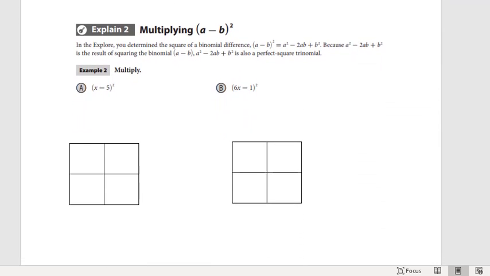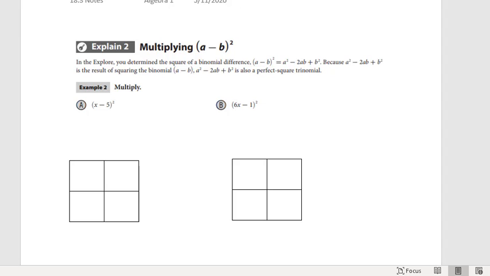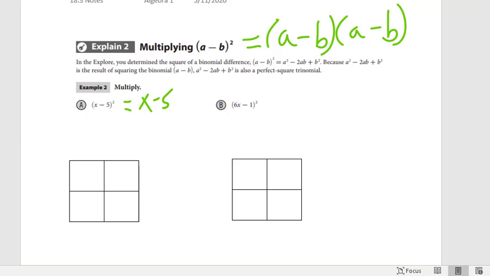All right, our second type of special square, and it looks slightly different, is (a minus b) squared. We are going to do the same thing. It's going to be a minus b times a minus b. That squared just expands it out. Then we can set up our box method like we've done before. We don't need to worry about memorizing a formula. So just make sure that you are expanding this out. X minus 5 times x minus 5.